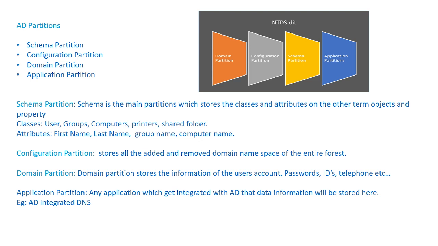When I talk about the partitions inside Active Directory, there are 4 partitions. One is the schema partition, second is the configuration partition, then the domain partition, and the application partition. The schema partition is the main partition of Active Directory where you can store all the classes and attributes. Like if you want to create a username or set the password, that is called classes. When you create a username or a computer object, that is called a class. Each and every class or object has attributes.